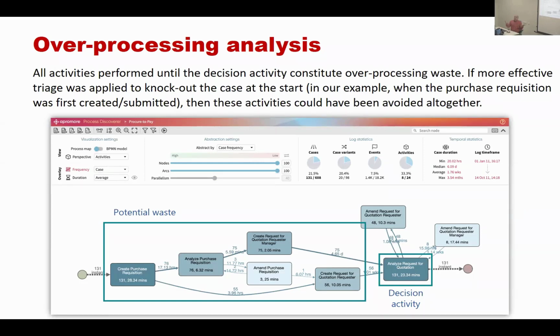Why? Because maybe I decided I didn't need to buy this product. All this work you did to obtain quotes in order to, at the end, decide that you were not going to buy the product, that the case is aborted, that is what we call overprocessing. We want to know about it. As process managers, we want to eliminate that, to reduce it. How can we avoid doing work for nothing at the end?